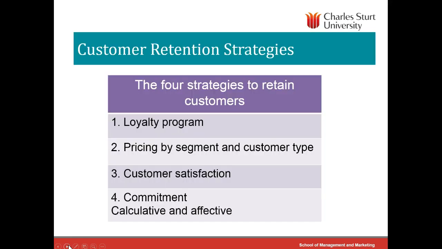Some of the strategies, of course, loyalty programs you're probably familiar with. These include things like the Flybuys campaigns and so on, the Velocity points from Virgin Airlines and so on. Pricing by segment and customer type.